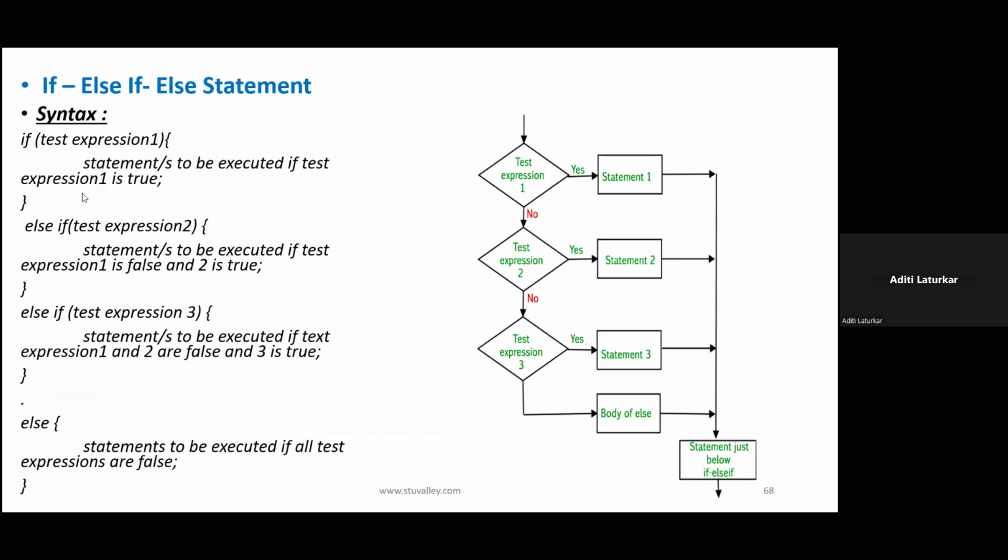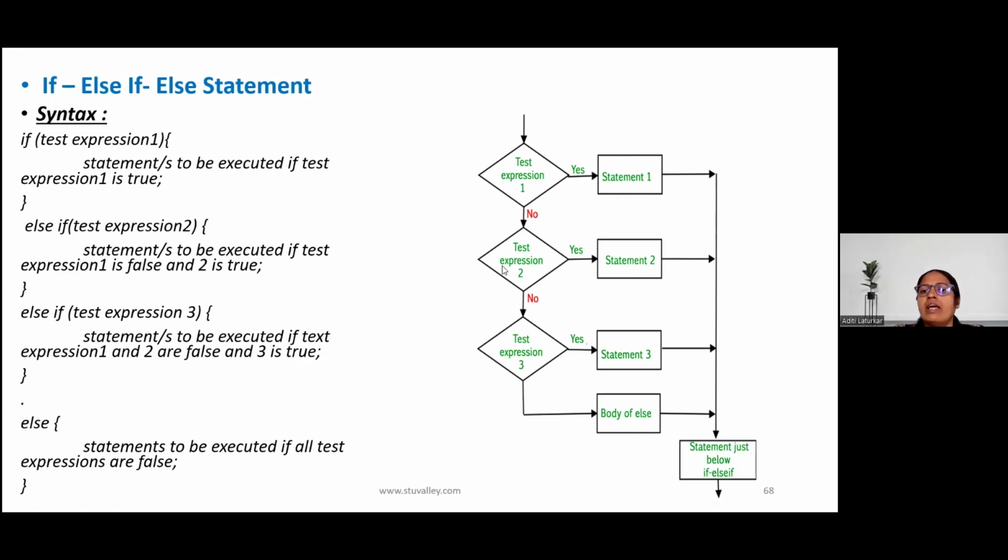Next one is if else if statement. We can add multiple conditions. This is also known as if else if ladder because it works as a ladder. It first checks the first condition. If the condition satisfies, then if statement 1 gets executed. If it is returning false, then the second condition gets checked. And if the condition is satisfied, or you can say it is returning true, then the second if statement gets executed.